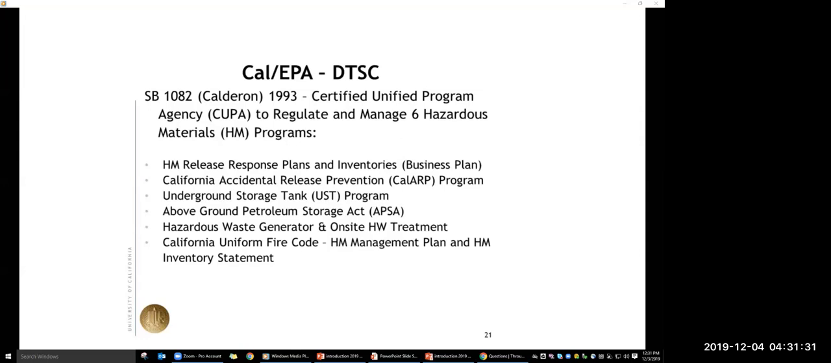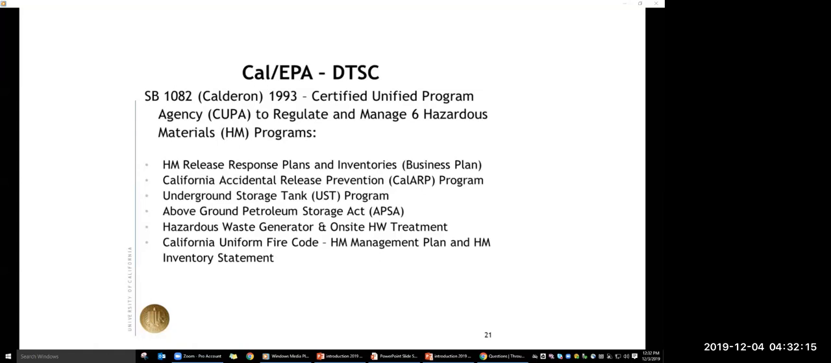Businesses would receive 1 permit from the CUPA and would only pay a single fee. The CUPA program would be managed by Cal EPA with additional oversight from DTSC, the Office of the State Fire Marshal, Office of Emergency Services, and the State Water Resources Control Board. The 6 programs which the CUPA regulates are the Business Plan, the Cal ARP program, the UST program, the Above Ground Petroleum Storage Act, the Hazardous Waste Generator and Tiered Permitting Programs, and the Uniform Fire Code and the Hazardous Materials Management and Inventory Programs.